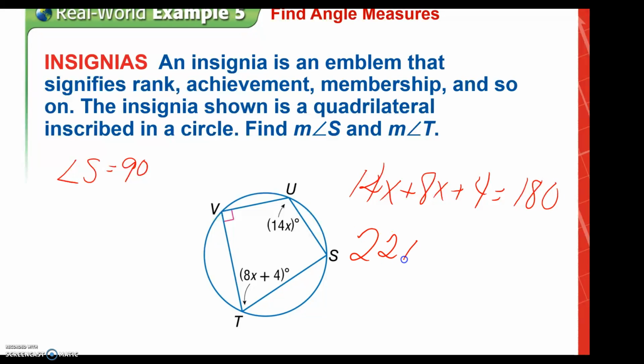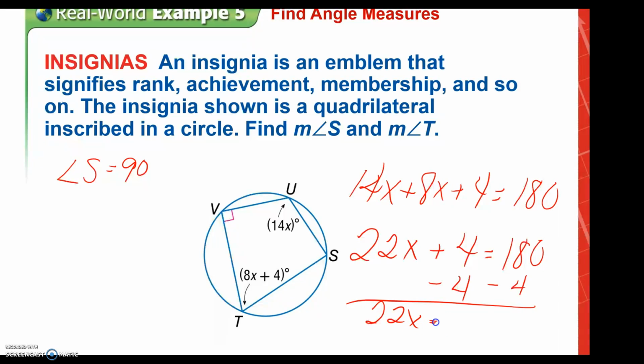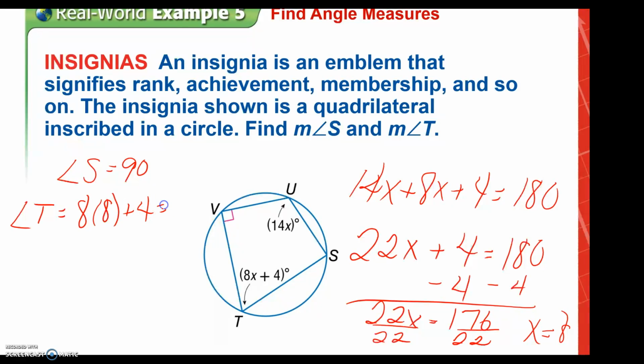So 22x plus 4 equals 180. Subtract 4, 22x equals 176, and then divide by 22. X equals 8. So angle T equals 8 times 8 plus 4, or 68.